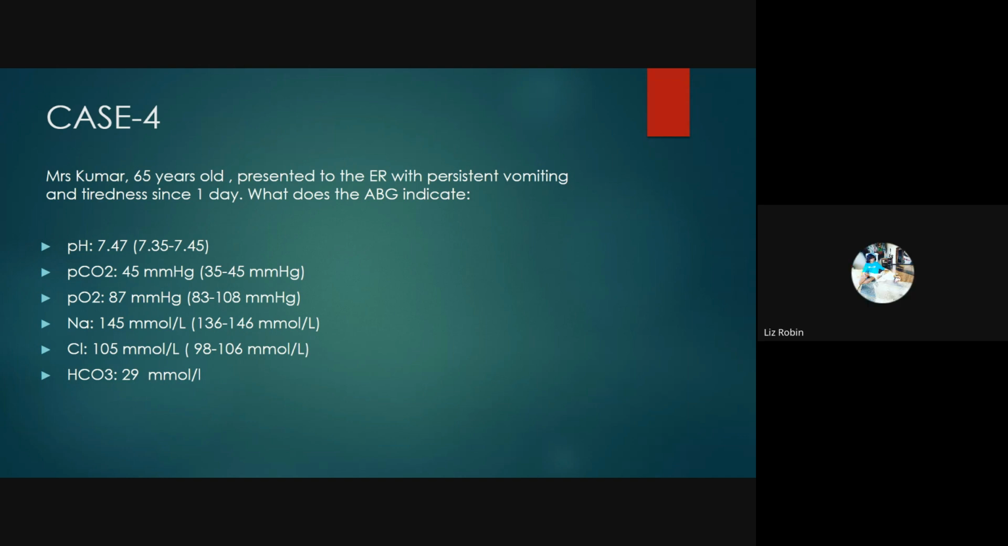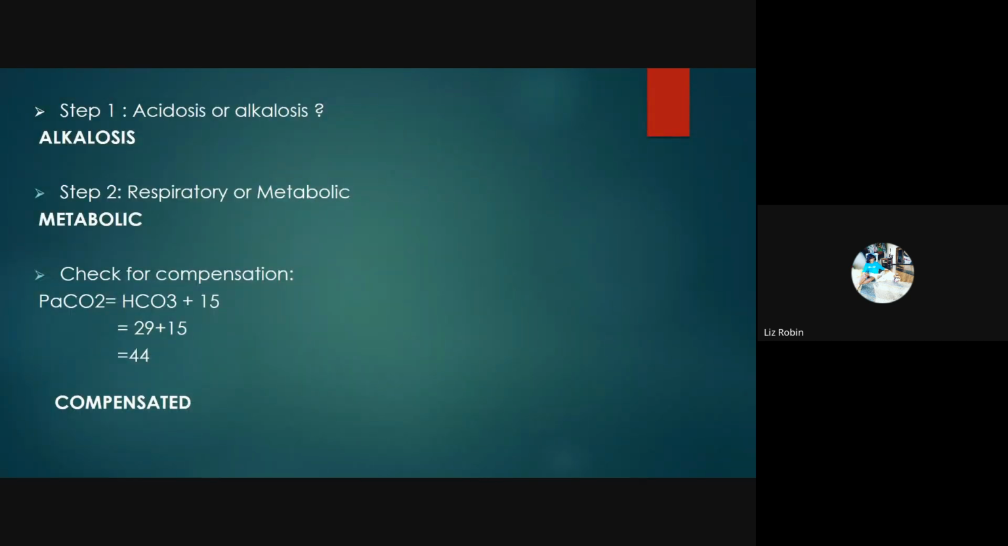I'll go ahead. So, last one for the day. Again, stepwise approach. The pH here was 7.47, so slightly on the alkalotic side. We'll take it as alkalosis. The PCO2 was 45. And when the pH and PCO2 move in the same direction, it's indicative of a metabolic component.